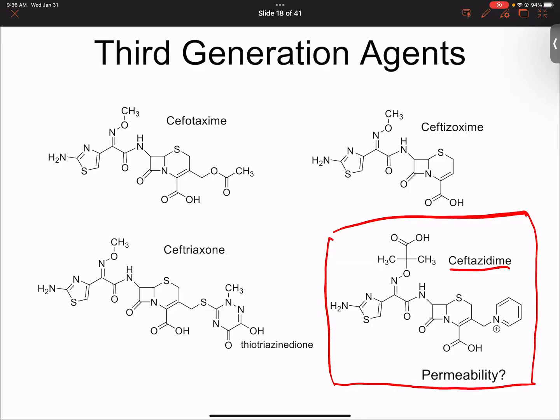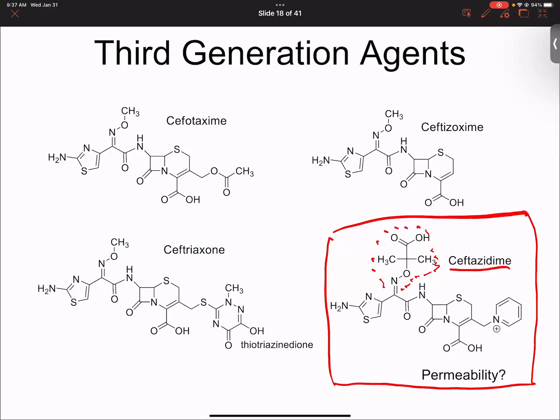When you look at the structure of ceftazidime, I hope 2 things stick out at you. Okay, I already made mention of one thing that ought to stick out at you. And that's this oxime moiety coming off the side chain. All right, we'll come back to that in a second. What else is unique about ceftazidime relative to the other agents shown on the screen?